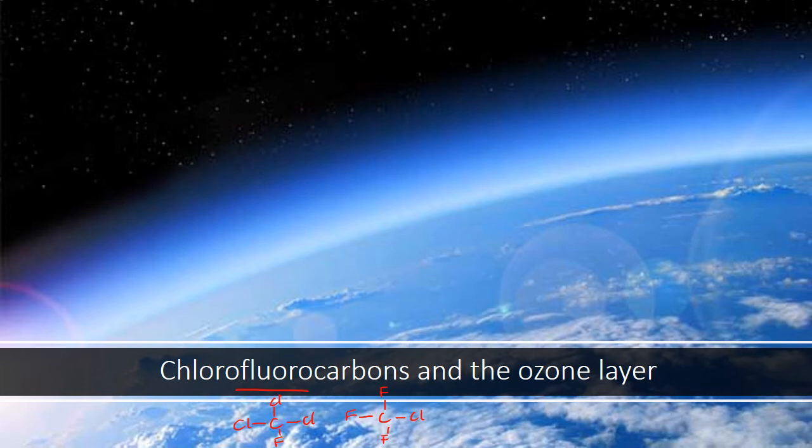So what we're going to do is have a look at the process by which chlorofluorocarbons destroy the ozone layer. But first, let's make sure you know what ozone is. Ozone is an O3 molecule. So as you know, in air, pretty much all of the oxygen molecules are O2 molecules. Well, there is another structure of oxygen that is O3, and that's called ozone.